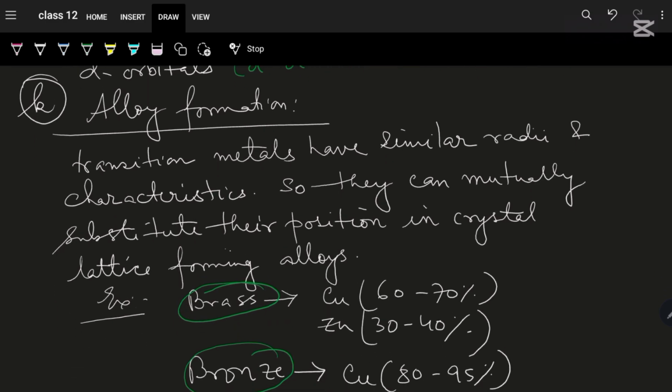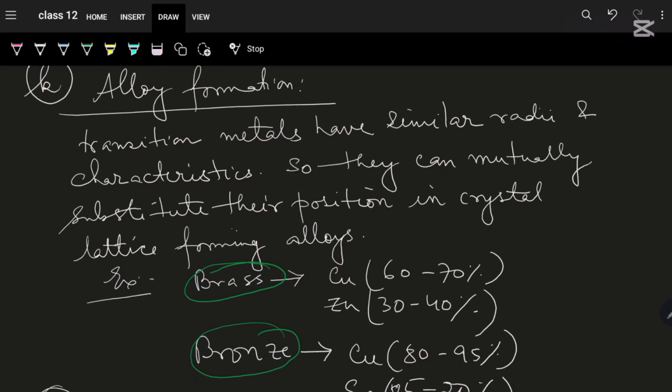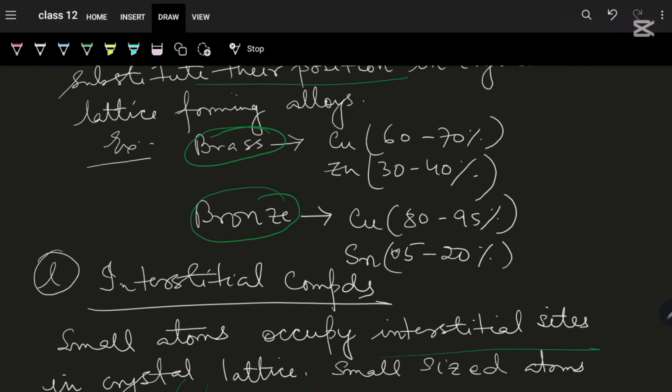Now, alloy formation: transition elements form alloys. Why? Because of the similar radii and characteristics or properties. So, they can mutually substitute their position as their radii are similar, so they can mutually substitute their position in the crystal lattice and hence form alloys. The two most important alloys are brass and bronze.